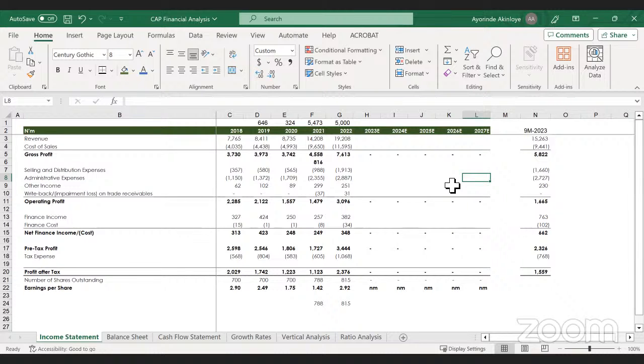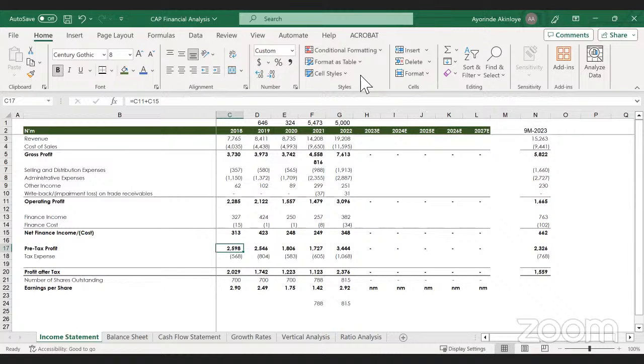So what I'm saying is, try as much as possible, if you can get from maybe 2013, 2012, CAP financials and enter your historicals. That's the first thing you need to do. Please make sure the figures are correct. Check the profit after tax, check everything, to make sure they are correct. So that's the first thing, like I put here.